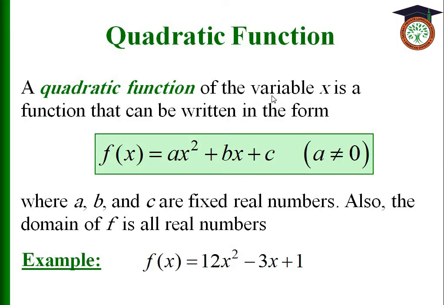A quadratic function of the variable x can be written in this form: y equals, or f of x equals, ax squared plus bx plus c, such that a, b, and c are real numbers and a is not equal to 0. For example, f of x equals 12x squared minus 3x plus 1. Here a is 12, b is negative 3, and c is 1.